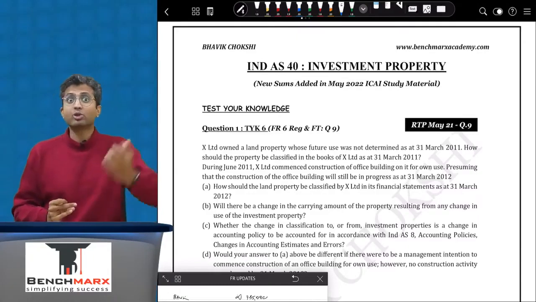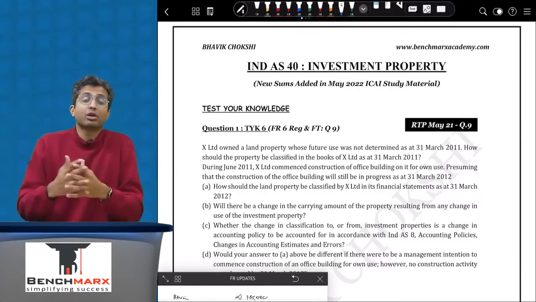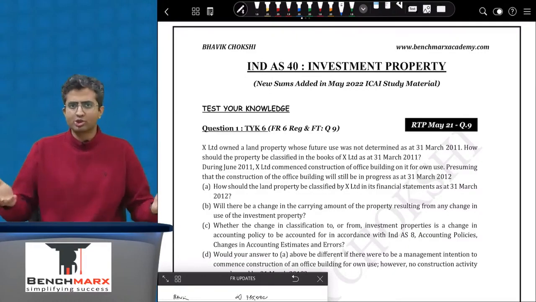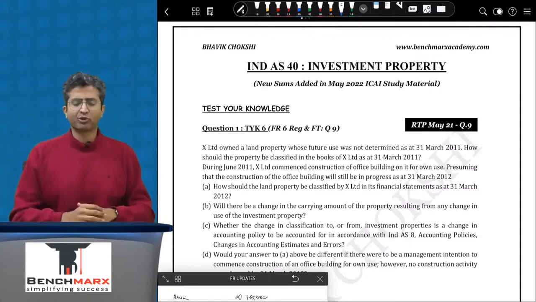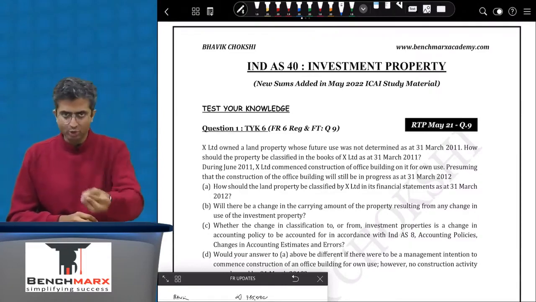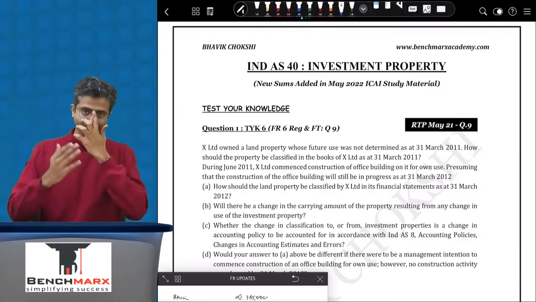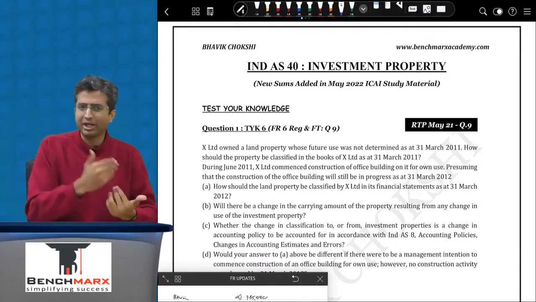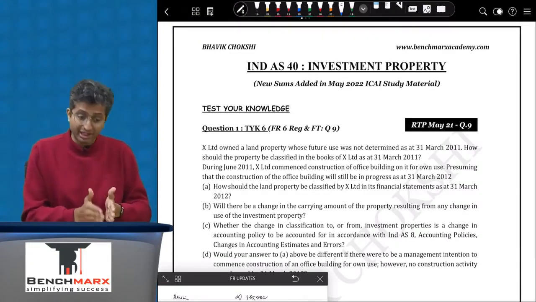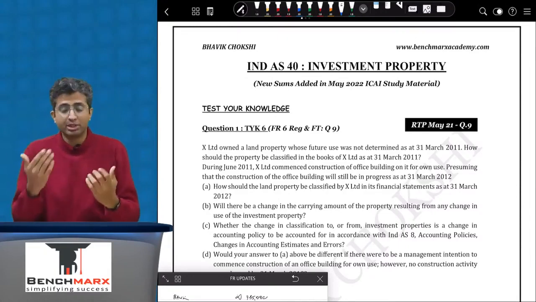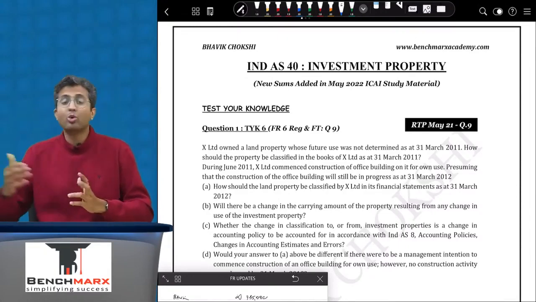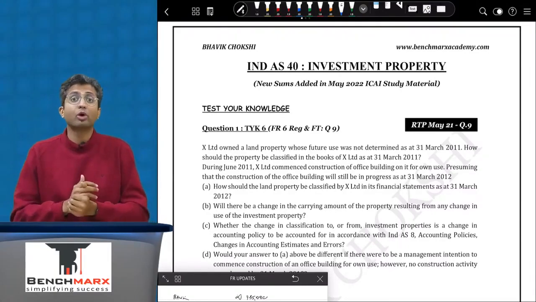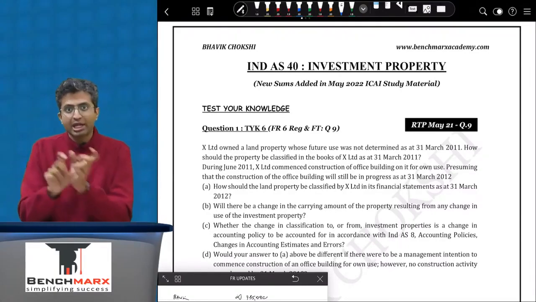Now there's a gray area: what if the property is held for a currently undetermined use? You're not sure what you are going to do with the property, in which case Ind AS 40 specifically requires you to recognize it as investment property. Now, whether it is undetermined use or whether you are using it for earning rental income, there can be a possibility where subsequently you decide to change the use. You now decide that you want to, let us say, use it for your own business. In which case, can you reclassify?